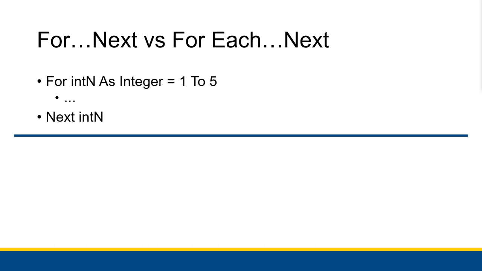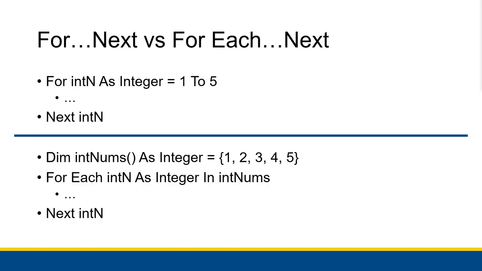To give you an example of how this works, what I want to actually do is compare and contrast the for and the for each statements. So a for loop I could set up as, for n as integer equals 1 to 5, have some stuff in here and then say next n. The equivalent for each statement would be if I created int nums to be an array holding the integers 1, 2, 3, 4, 5. And then I said for each n as integer in nums. And then the statement blocks would be exactly the same, and then I type next n.